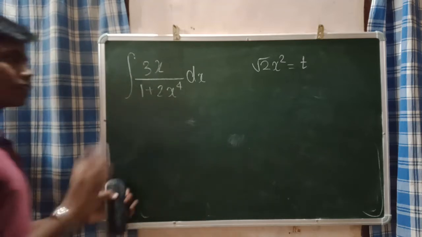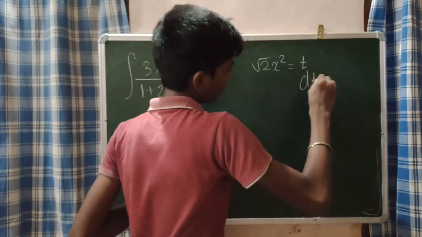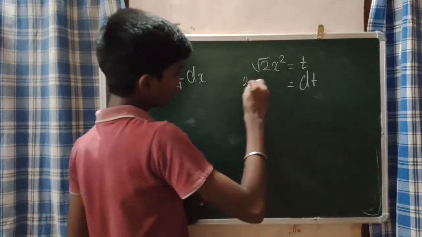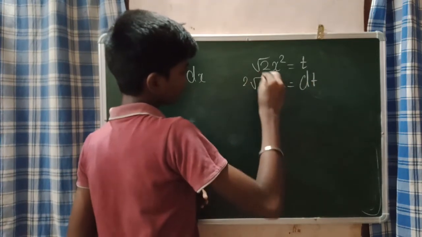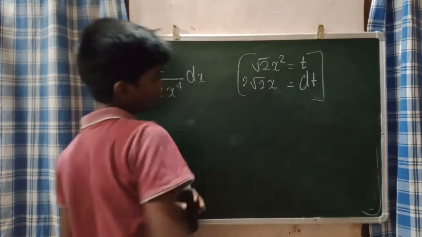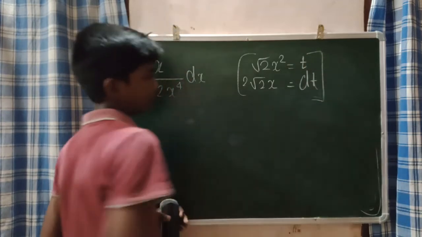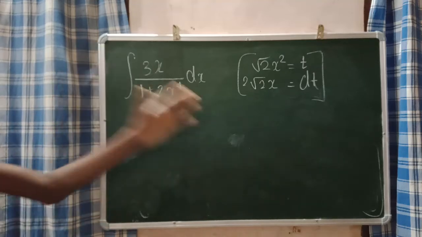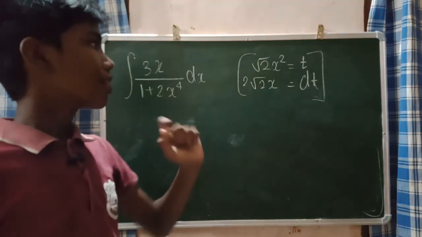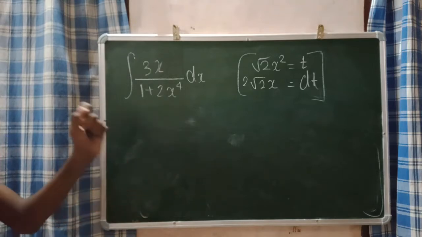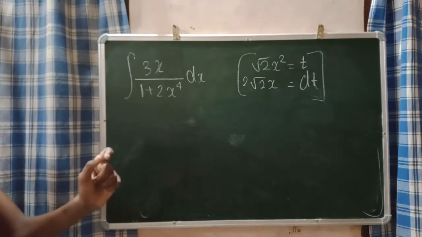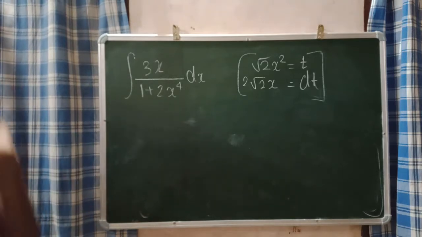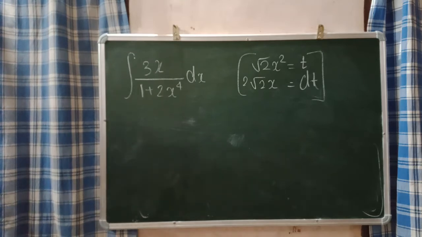But anyway, listen. When I take root 2x square as t, then dt will be 2 root 2x, correct? If I take root 2x square as t, then dt will be the differentiation of root 2x square. The differentiation of root 2x will be 2 root 2x, because we know that the differentiation of x power n is n x to the power of n minus 1. Correct? So that's all.